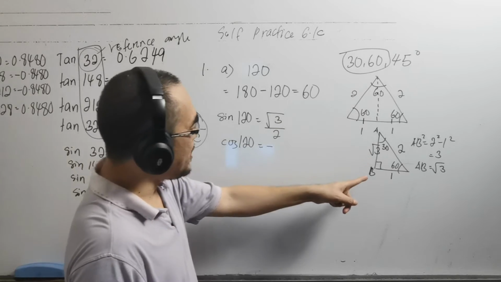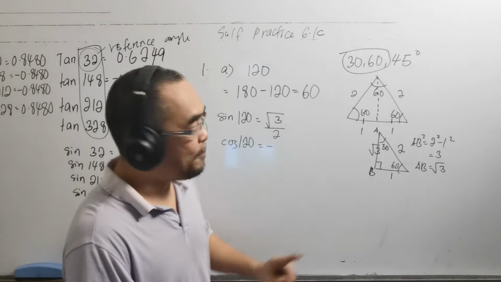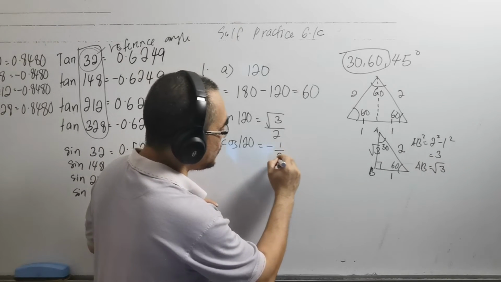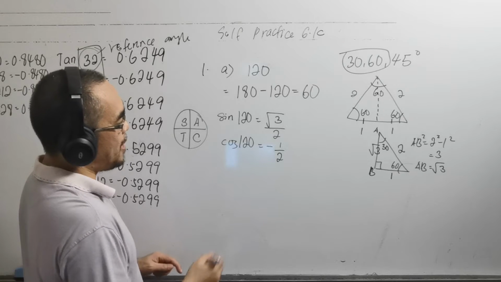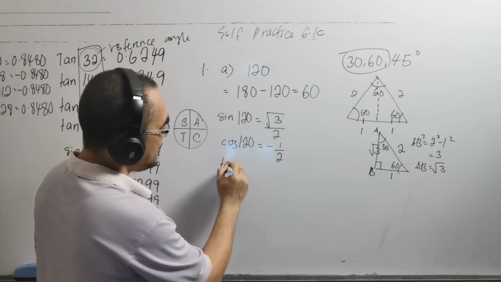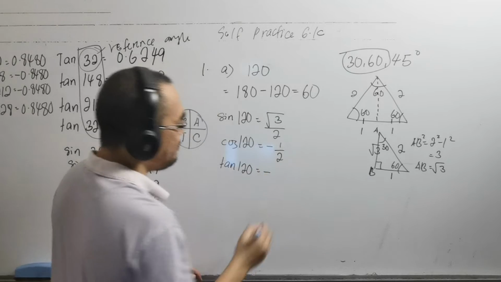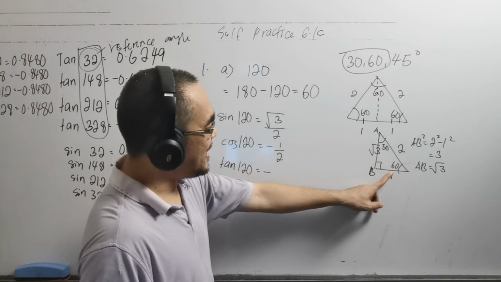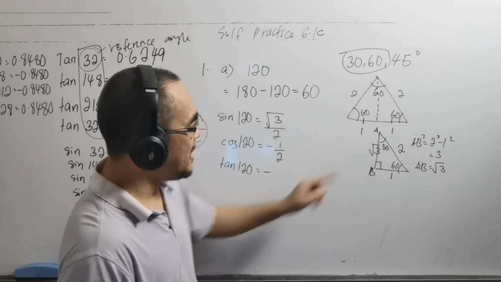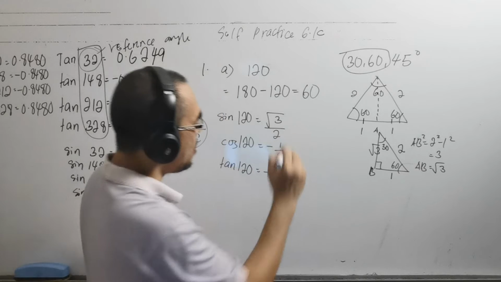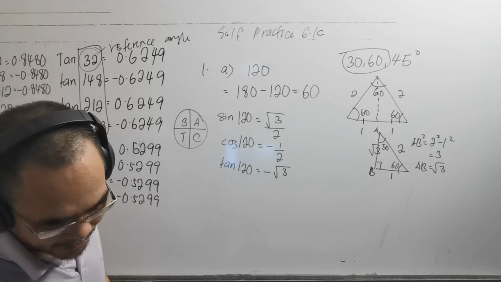What do we refer to for this one? Cos will be adjacent over hypotenuse, 1 over 2. And if we are talking about tangent 120, the second quadrant is negative, but we look at the 60, which will be square root of 3 over 1. 120 is related to 60, so square root of 3 over 1. That is how you get the angle.